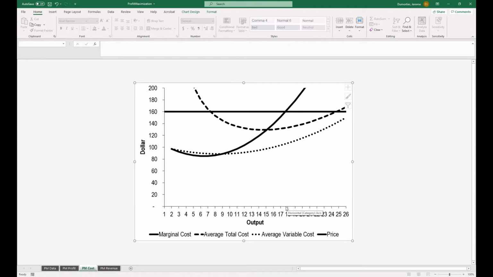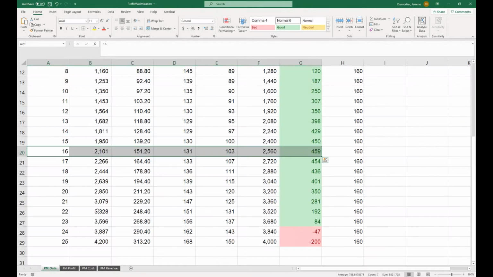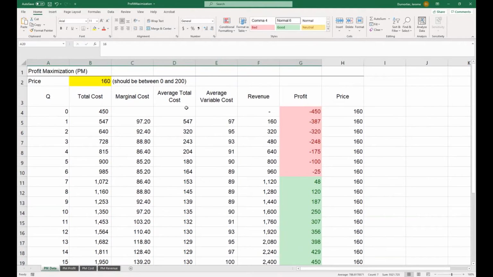So what is the intuition behind this? Think about what the marginal cost represents. The marginal cost represents the increase in cost from producing one more unit, okay? And also in this case, think about what the price represents in the sense that it is the additional revenue you are getting from producing or selling one more unit.